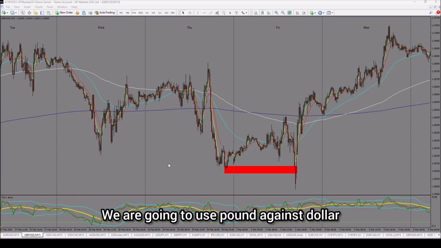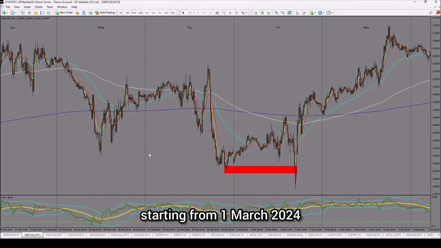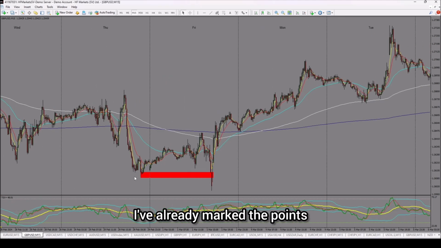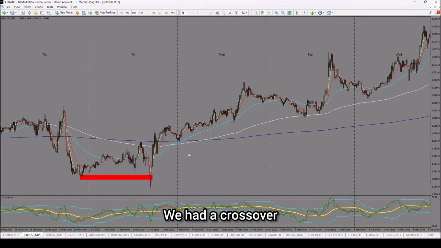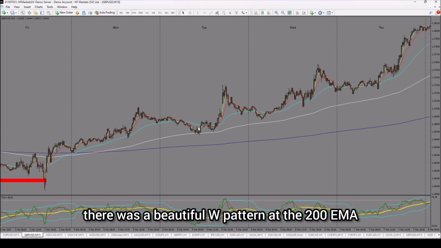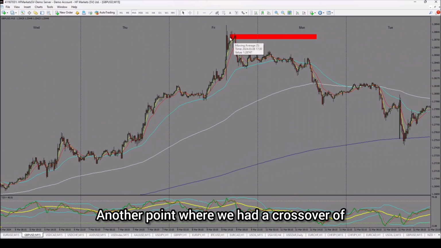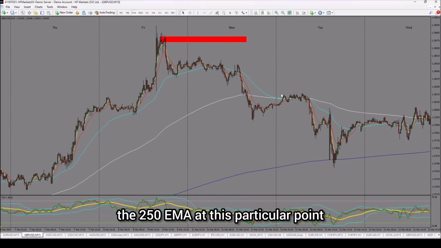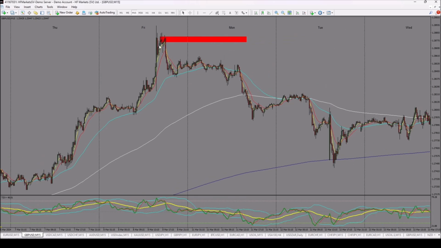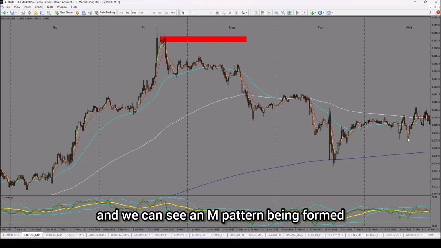We are going to use pound against the dollar starting from 1 March 2024. In this case, I've already marked the points where we term peak formation low or peak formation high. We had a crossover, and after that crossover, there was a beautiful W pattern at the 200 EMA, and a 2-to-1 reward to risk ratio was going to be satisfied. Another point where we had a crossover of the 250 EMA, this held as a peak, and we can see an M pattern being formed.